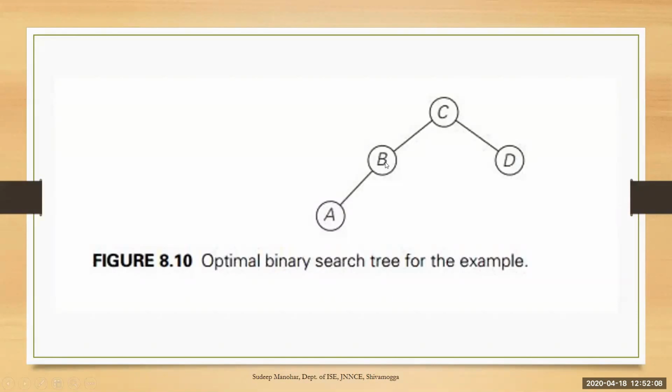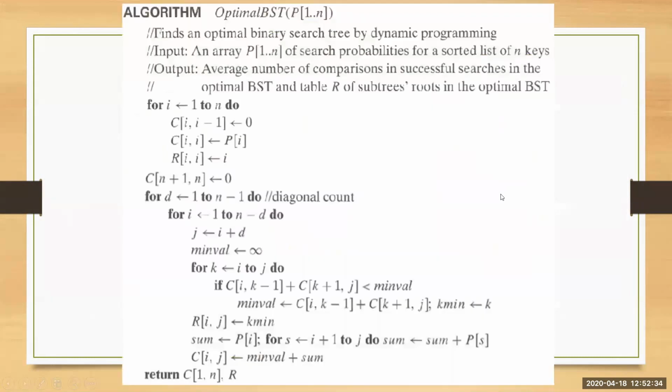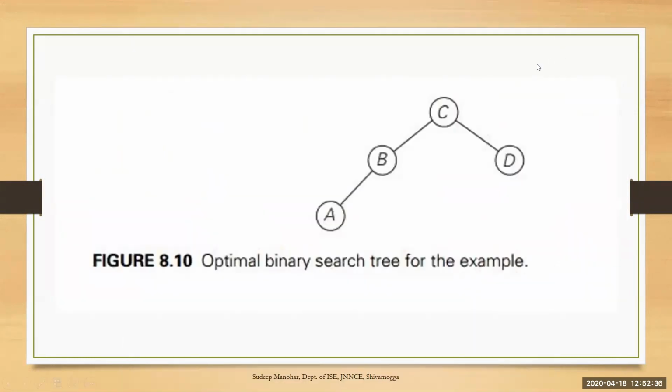Once you make B the root node, what is left? What is left from the series A, B, C? A is left. That means only A is left, and that A should always come to the left of B because A is lesser than B. So this construction is to be made by looking at this root table. Okay, so this is about optimal binary search trees.